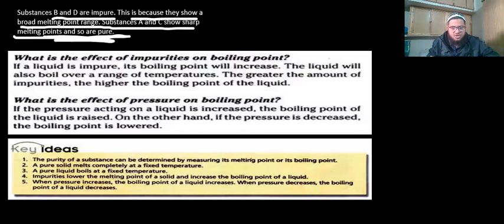Okay, effect of impurities on boiling point and effect of pressure on boiling point. We'll be talking about this. Well, we've already covered what impurities do to the boiling point, but we haven't discussed pressure. So we'll be talking about this and the key ideas in the next lecture. So stick around, guys, till the next lecture.